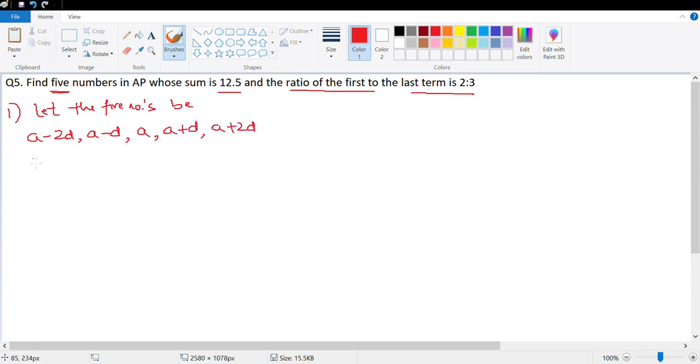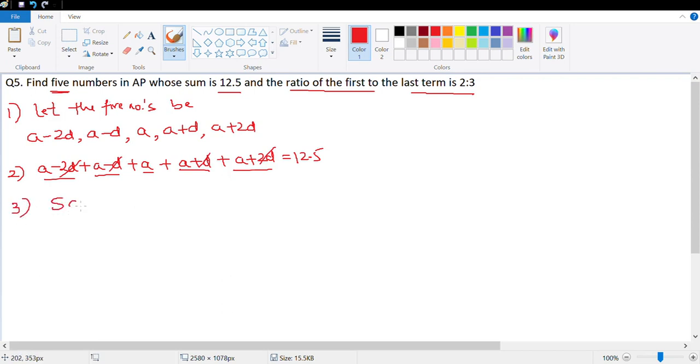As per the relationship given in the question, the sum is 12.5. So a minus 2d plus a minus d, first term, second term, third term, fourth term, and the fifth term. The sum of these 5 terms is equal to 12.5. Plus 2d, negative 2d gets cancelled, negative d and plus d get cancelled. So we are left with 5a is equal to 12.5. Therefore, a is equal to 2.5. That's correct. a is equal to 2.5.